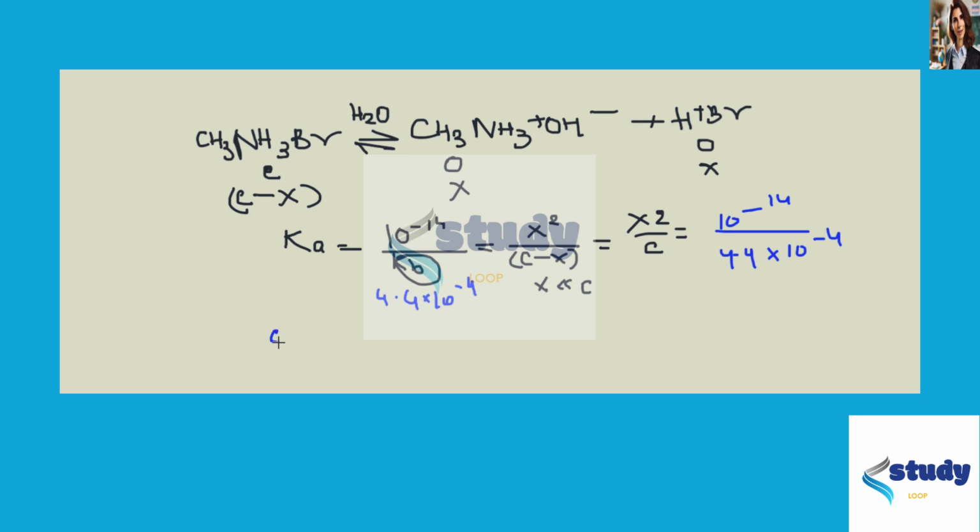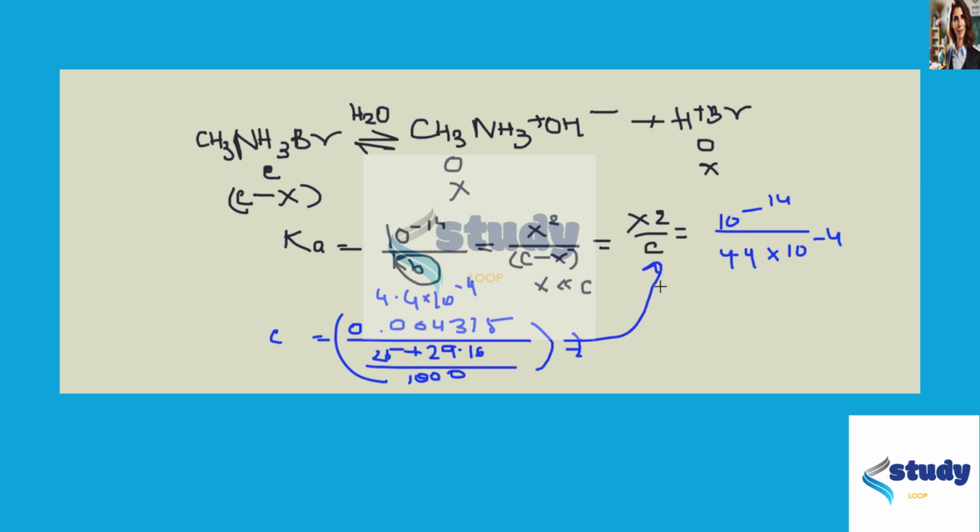C is something you can easily calculate. You remember we started with 0.004375. You added 29.16 milliliters of acid to completely neutralize it and divided by 1,000. And the C, once you plug it into here, gives you the value of X. And you can do this yourself. I'll give you the answer. It's 1.35 into 10 to the power minus 6.